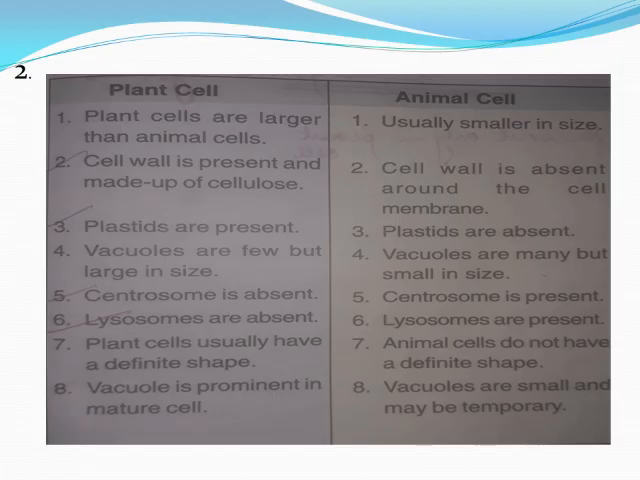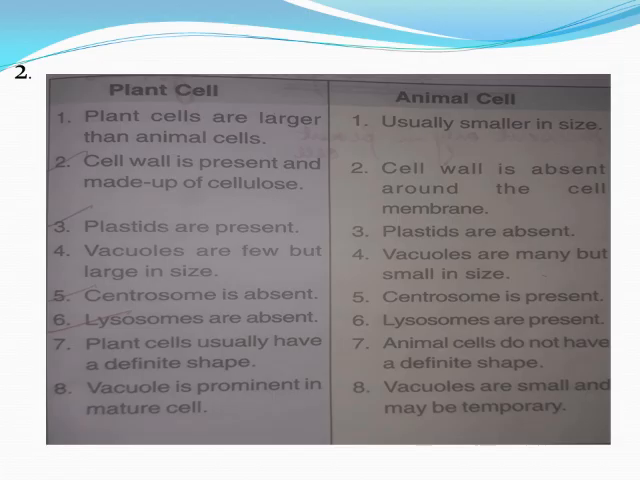Vacuoles are present in case of plants, and they are few but large in size. In case of animals, vacuoles are many but small in size. Centrosome is absent in case of plant cell, but centrosome is present in case of animal cell. Lysosomes are absent in case of plant cell. Lysosomes are present in case of animal cell.